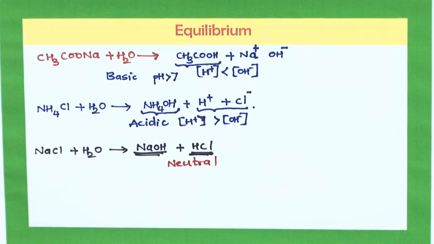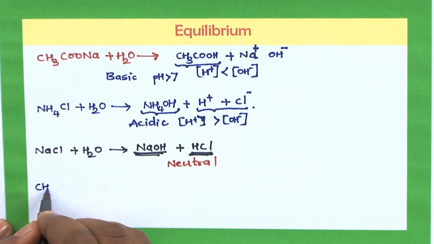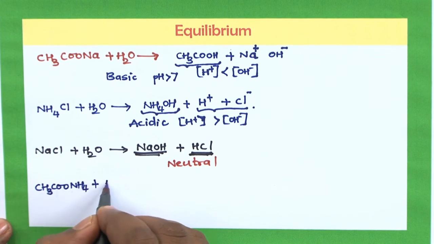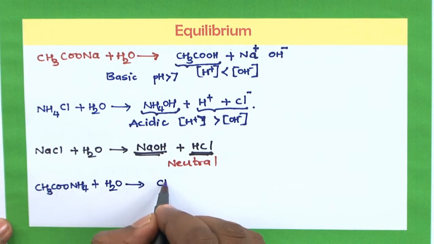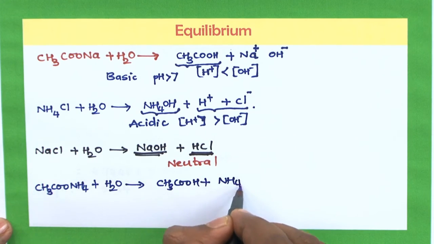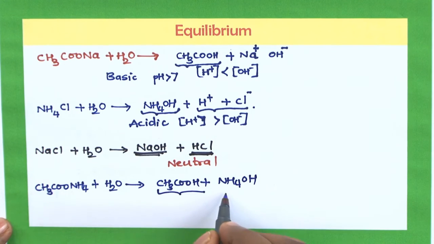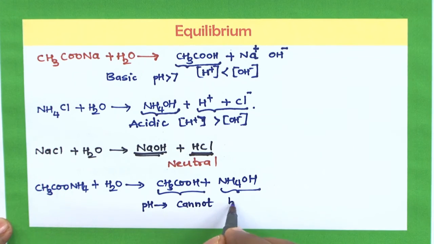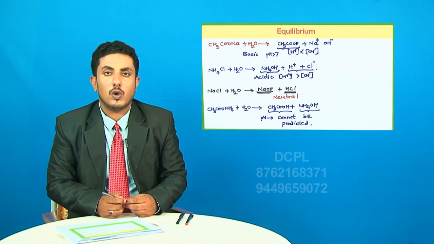If you consider a salt of a weak acid and a weak base, for example, ammonium acetate, CH3COONH4, when it is treated with water, it forms acetic acid plus ammonium hydroxide. Acetic acid is a weak acid and ammonium hydroxide is a weak base. Hence, the pH of such solutions cannot be predicted, because the pH depends upon the dissociation constants of acetic acid as well as ammonium hydroxide.